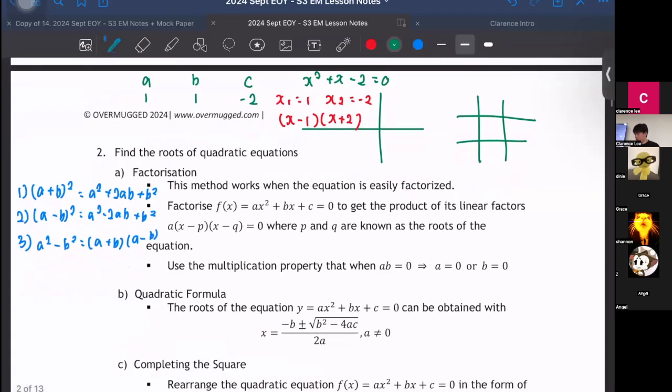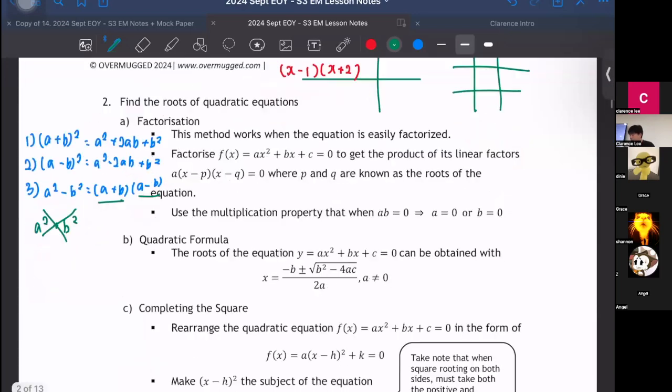And question, can I factorize this? Can I factorize a square plus b square? No, I can't factorize this. Okay, a square plus b square is something that I cannot factorize. So I have some students that will tell me a square plus b square is the same as this, but it's not the same. So please take note.